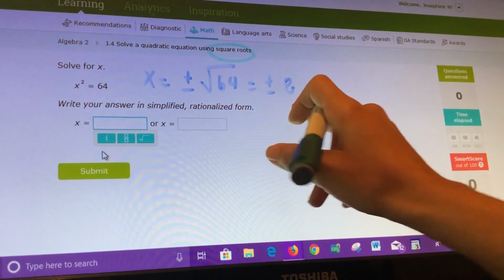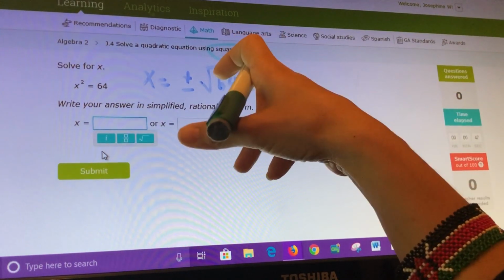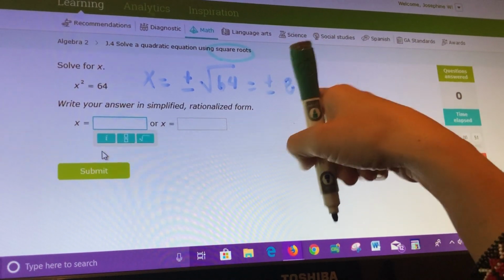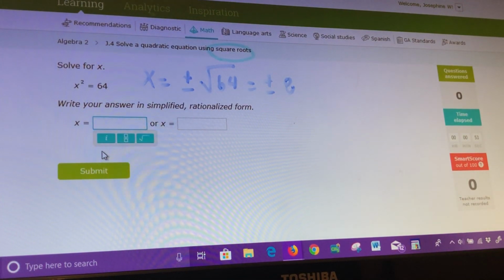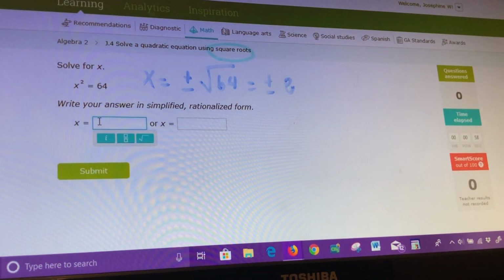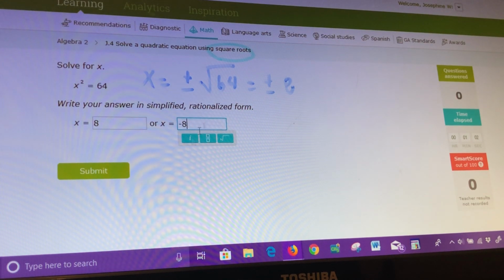The reason it's plus or minus is because remember, the opposite of square root is squared. So if I took negative 8 squared, I'd get 64. Positive 8 squared, I'll still get 64. That's why when you take square roots, it's always going to be plus or minus. So plus or minus 8. So one is positive and the other one is negative.